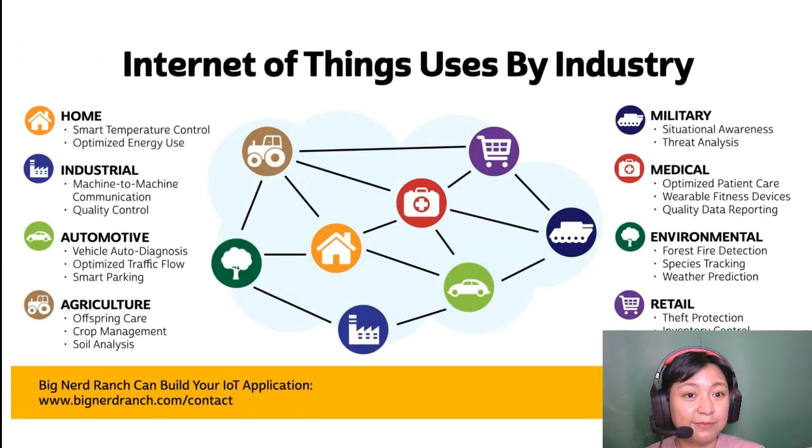Okay, so IoT, or the Internet of Things, uses by industry. Look at how the Internet of Things is used by different industries. It can be used for home, industrial like factories, telecommunications, automotive like wheel alignment, monitoring traffic flow, even in agriculture like for crops management, analysis of the soil, military for threat monitoring, medical fitness devices, environmental like fire detection, weather satellites, retail like for inventories, marketing, and CCTVs. Internet of Things is used everywhere, and you as millennials must be aware how it works and how it will benefit you.